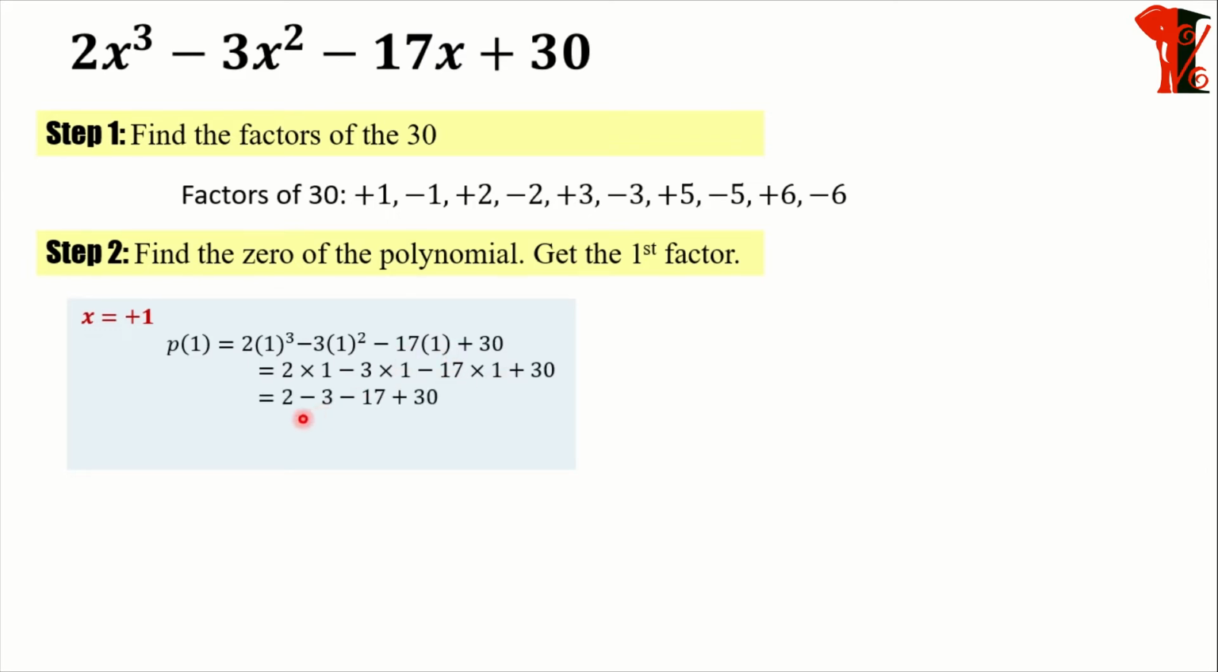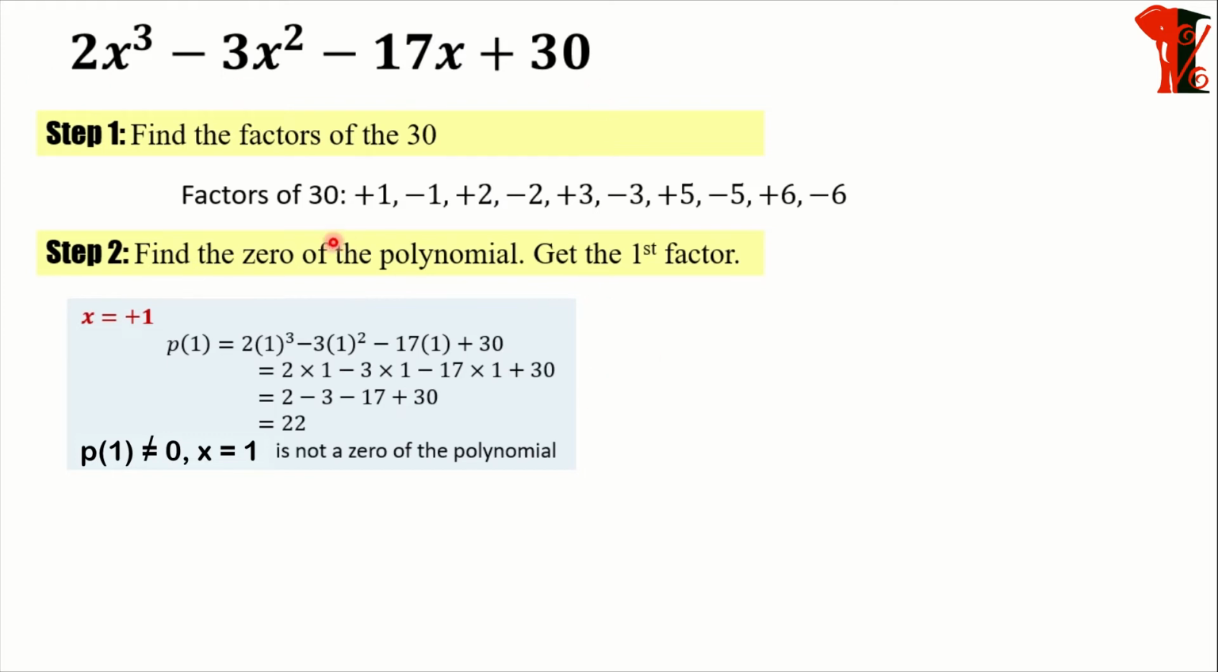So the next step will be 2 minus 3 minus 17 and plus 30. The final answer is 22. And here you can see P of 1 is not equal to 0. That means if I take x as 1 here, I will not get 0. That means x is equal to plus 1 is not a zero of the polynomial. Which polynomial? This polynomial, correct?